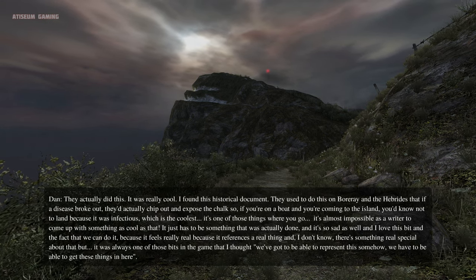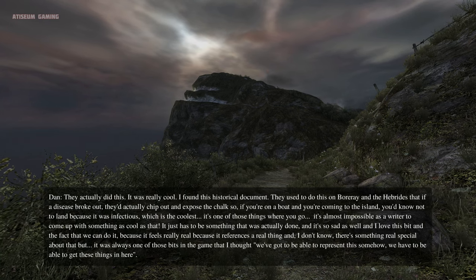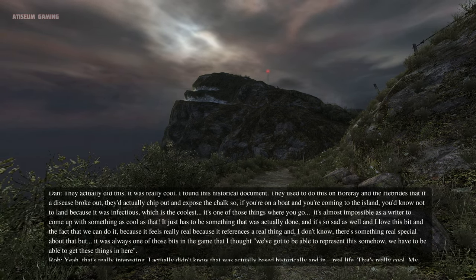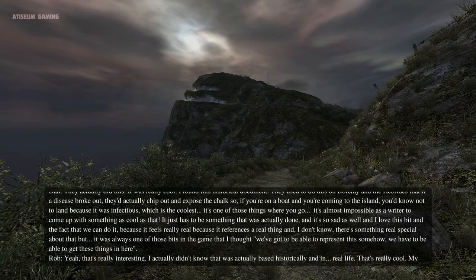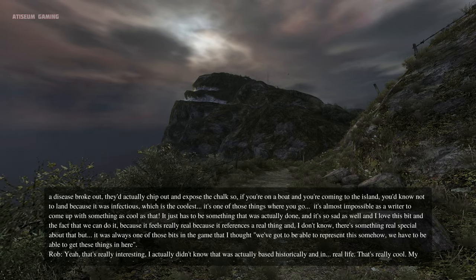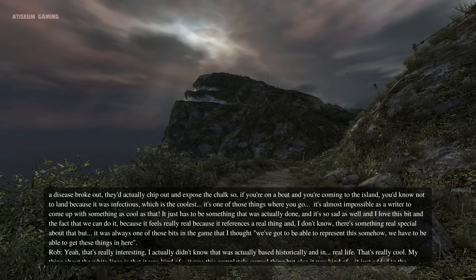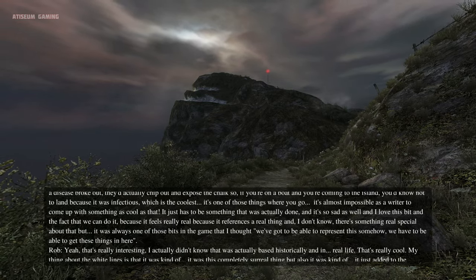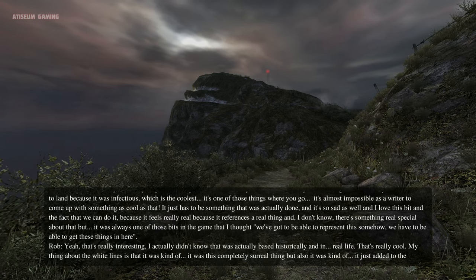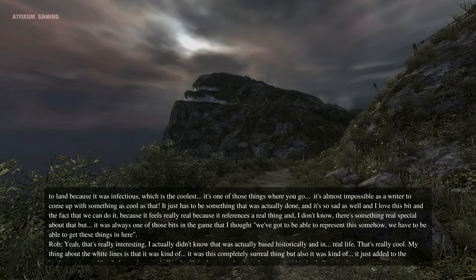It's one of those things where it's almost impossible as a writer to come up with something as cool as that. It just has to be something that was actually done. And it's so sad as well. And I love this bit and the fact that we can do it because it feels really real because it references a real thing. I know there's something really special about that, but it was always one of those bits in the game that I thought, we've got to be able to represent this somehow. We have to be able to get these things in here.